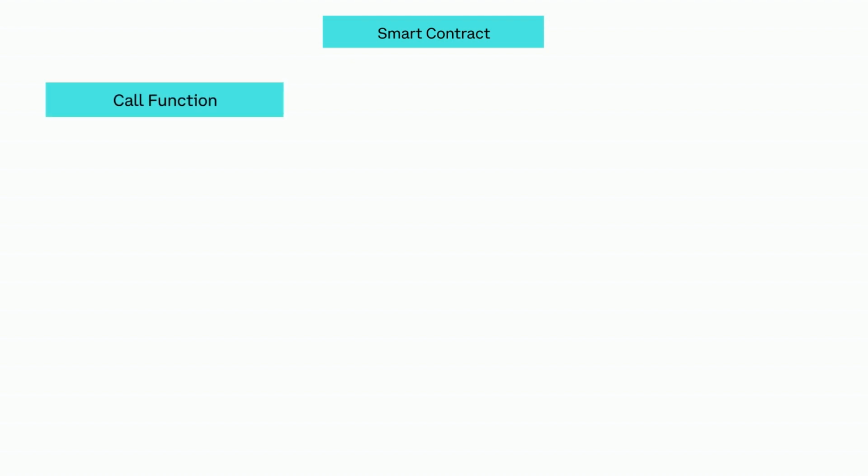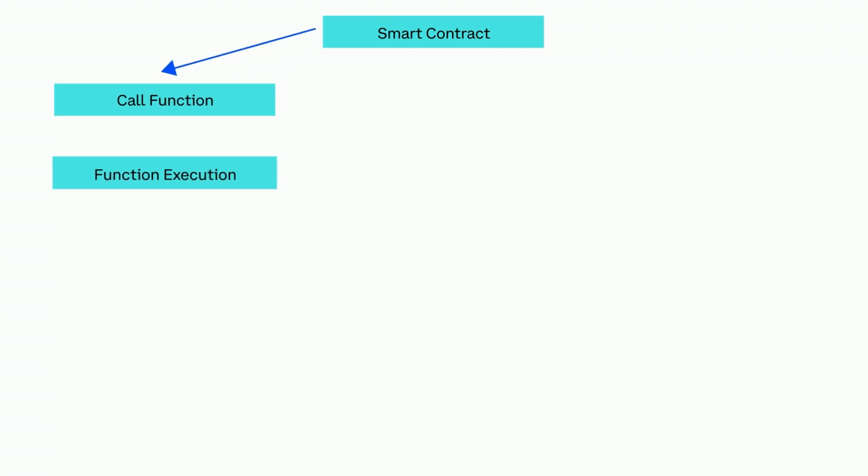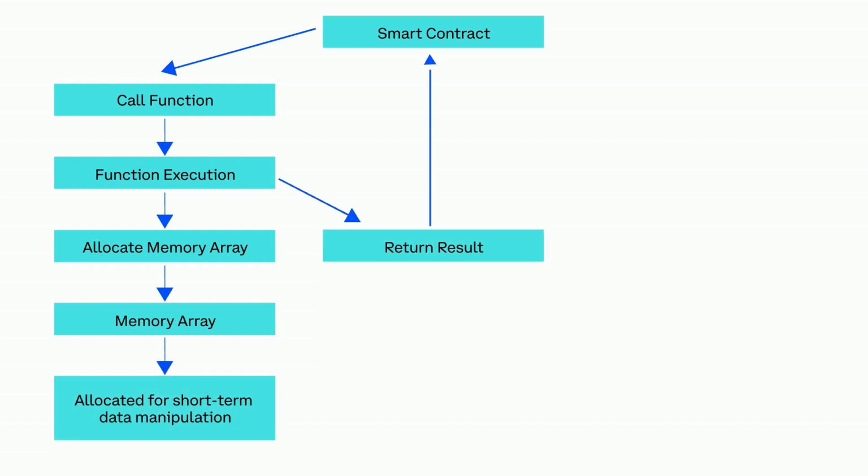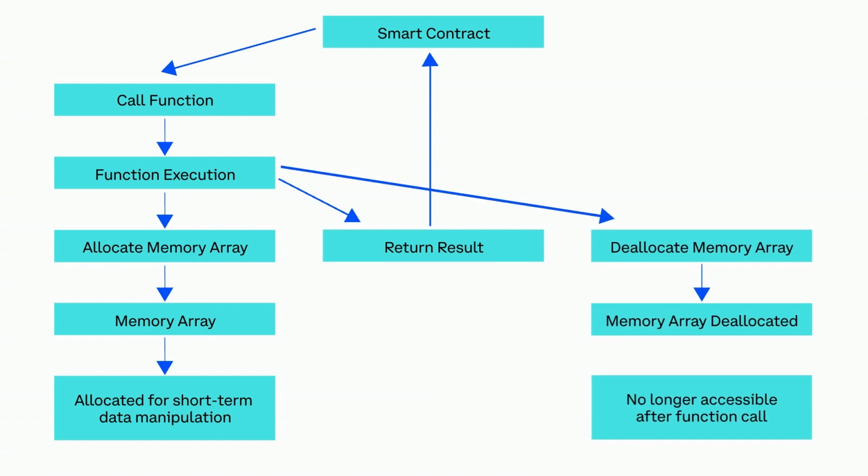The smart contract calls a function. During function execution, a memory array is allocated for short-term data manipulation. The function execution returns the result to the smart contract. The memory array is deallocated and it is no longer accessible after the function call is completed.